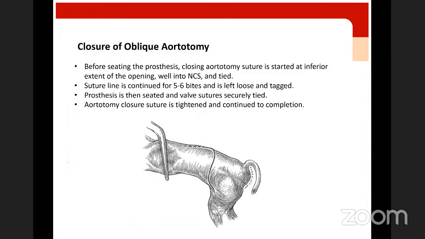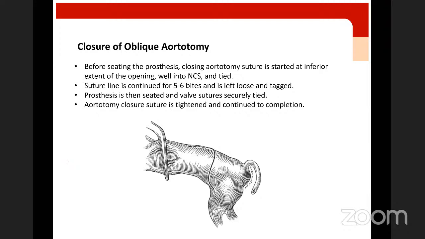In case of oblique aortotomy closure, the closure would start before the valve is seated. You can start the closure at the inferior extent of the opening, well into the non-coronary sinus, and tie it. The suture line is then continued for 5 to 6 bites and left loose. The prosthesis can then be seated and the valve sutures securely tied. After that, you can go back to the aortotomy closure, tighten it with a nerve hook, and continue until it's complete.